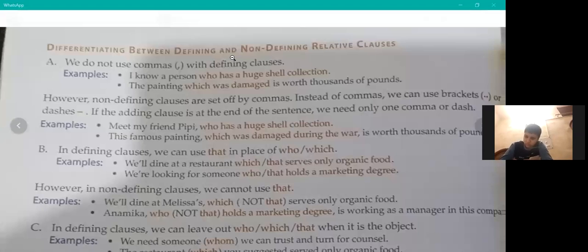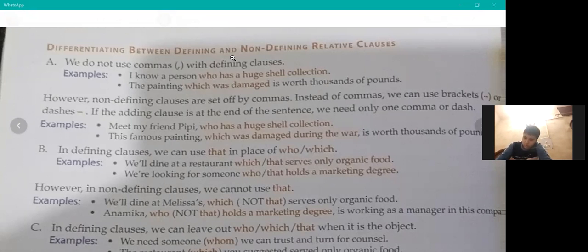We do not use commas with defining clauses. When we are talking about a defining clause, we don't use a comma. You can see here. I know a person who has a huge shell collection. So here I'm talking about a person. Okay. The painting which has damage is worth thousands of pounds.